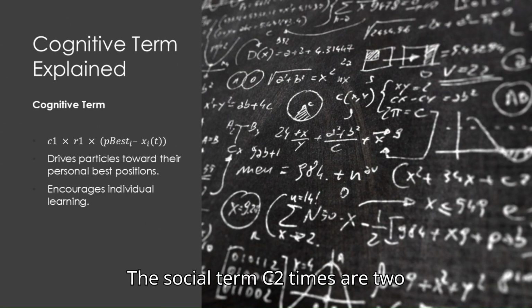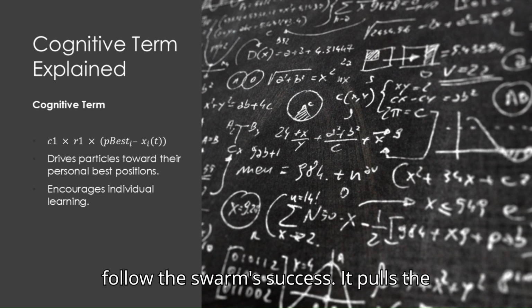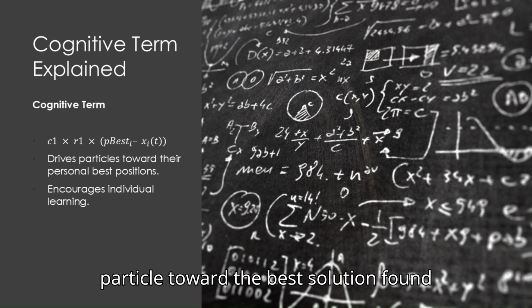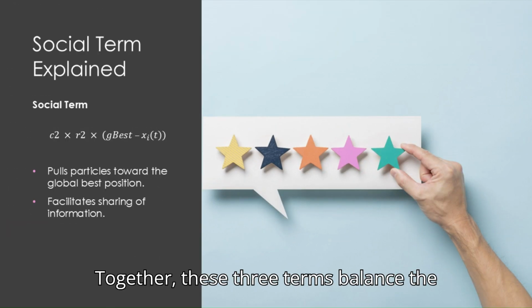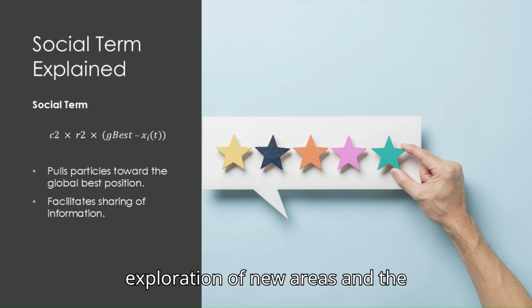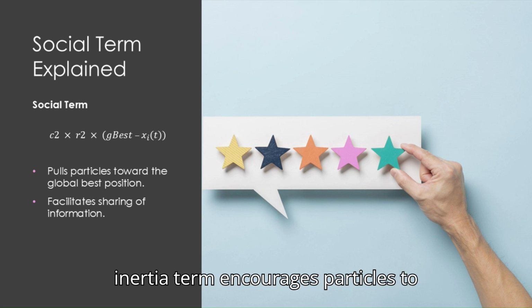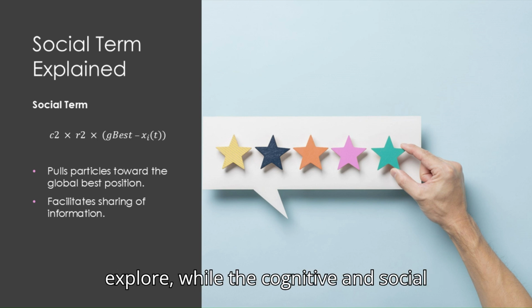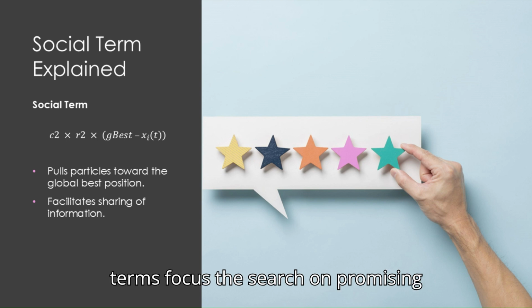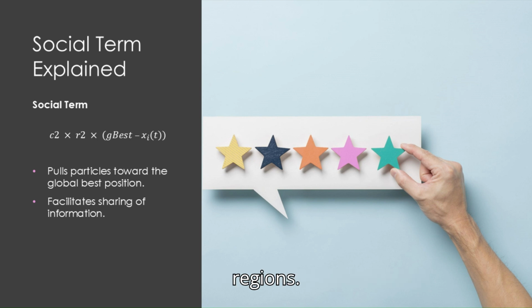The social term, C2 times R2 times (gbest minus x_i(t)), models the particle's inclination to follow the swarm's success. It pulls the particle toward the best solution found by any member of the swarm. Together, these three terms balance the exploration of new areas and the exploitation of known good solutions. The inertia term encourages particles to explore, while the cognitive and social terms focus the search on promising regions.